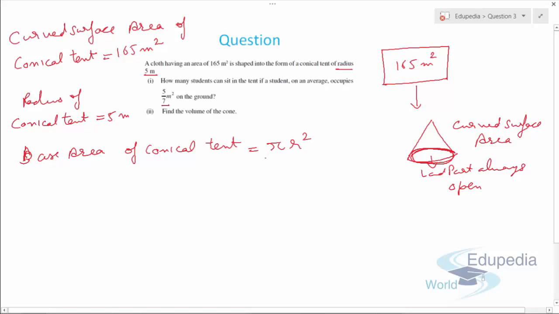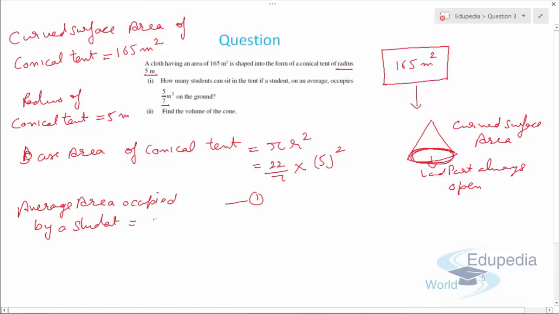So pi is not given, so we can take pi as 22 by 7 into r. R is 5 square, so let it be first. Now it's given the average area occupied by a single student is 5 by 7 meter square, right? So we can say that now, let's say we need to find how many students.